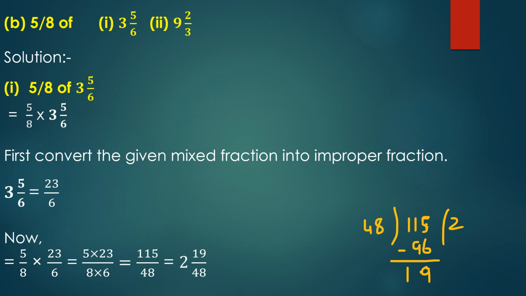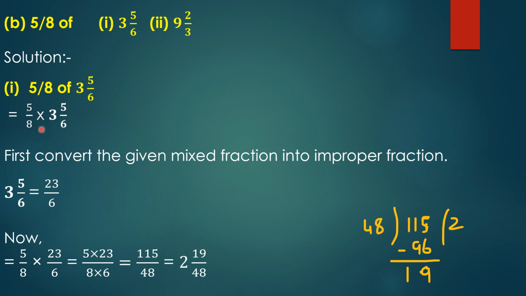Now let us move to the next question. 5 by 8 of 3, 5 by 6. So this can be written as 5 by 8 into 3, 5 by 6, because "of" is nothing but multiplication. Now we have two fractions under multiplication and we have one mixed fraction. So first we have to convert the mixed fraction into an improper fraction. Therefore write down 3 5 by 6 equals. Now how to convert? 6 3s are 18, 18 plus 5 is 23. So 23 divided by 6 is the value of the mixed fraction.